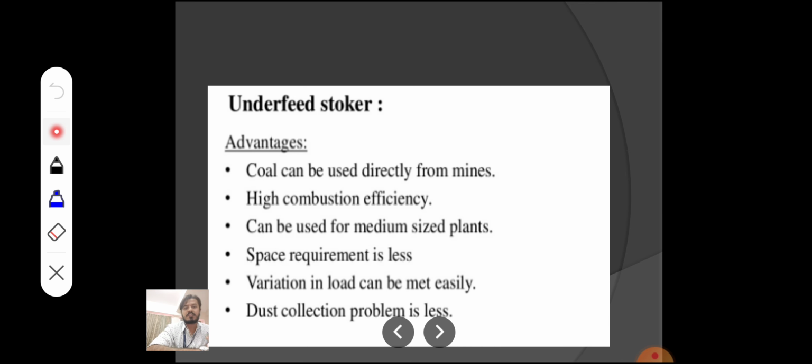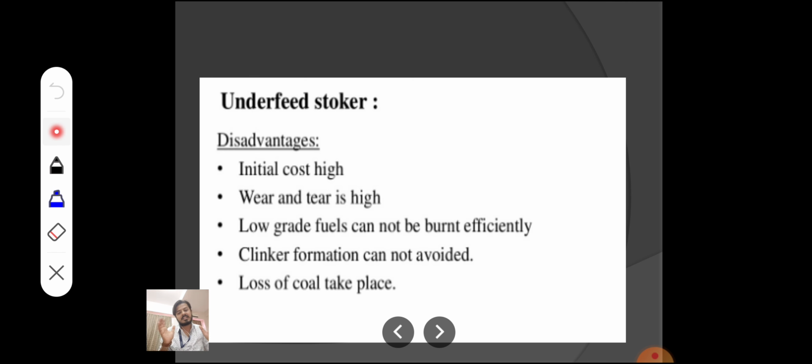Now the advantages of this underfeed stoker: coal can be used directly from the mines here. High combustion efficiency, and it can be used for medium sized plants also. Variation in load can be met easily. Dust collection problem is very less compared to other stokers. Space requirement is less. Now what are the disadvantages? Basically initial cost is high, wear and tear is high because there is reciprocating motion throughout. Then low grade fuels cannot be burnt efficiently. Clinker formation is the basic disadvantage of stoker type systems. Loss of coal takes place.